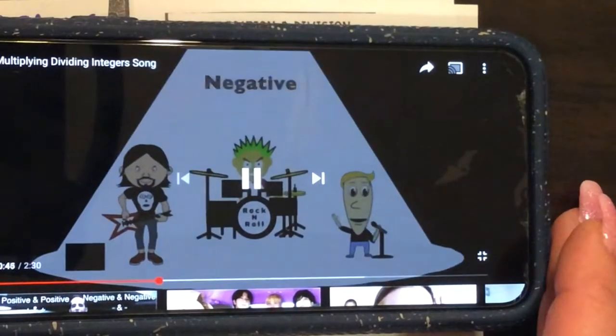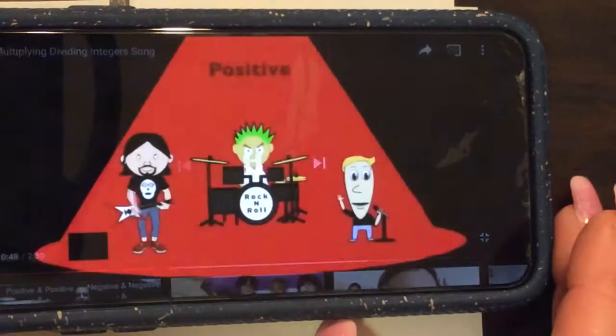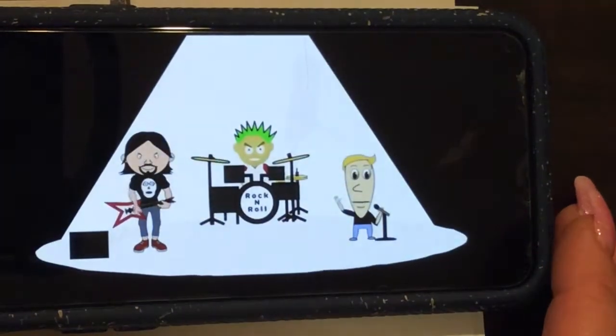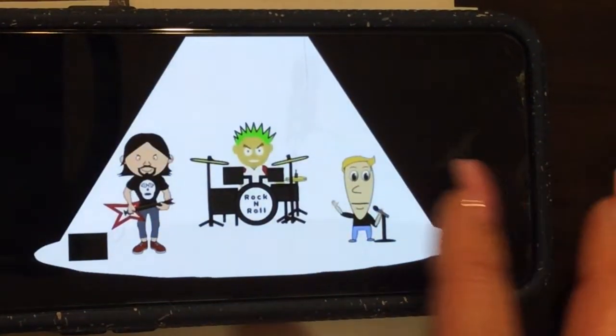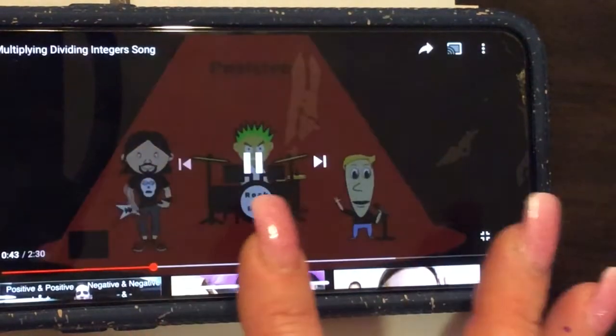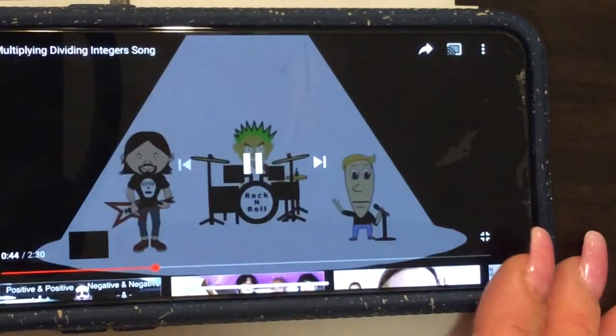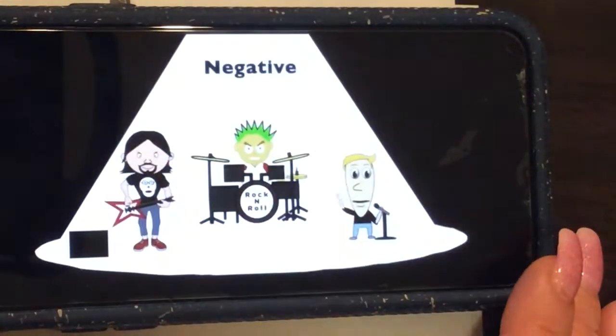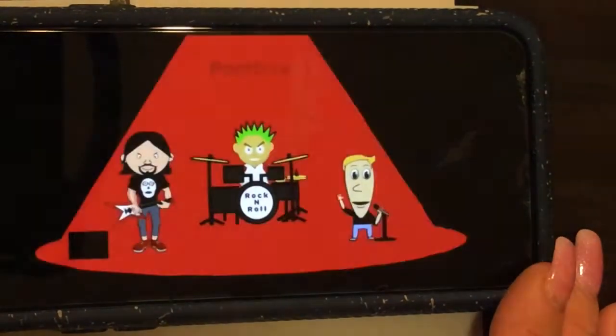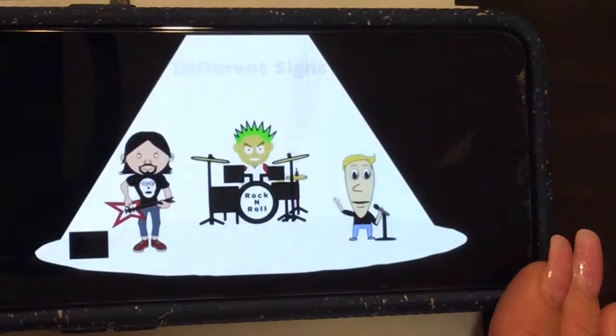Same signs, positive, different signs, negative. Follow the signs, positive. Different signs, negative, same signs, positive, different signs.